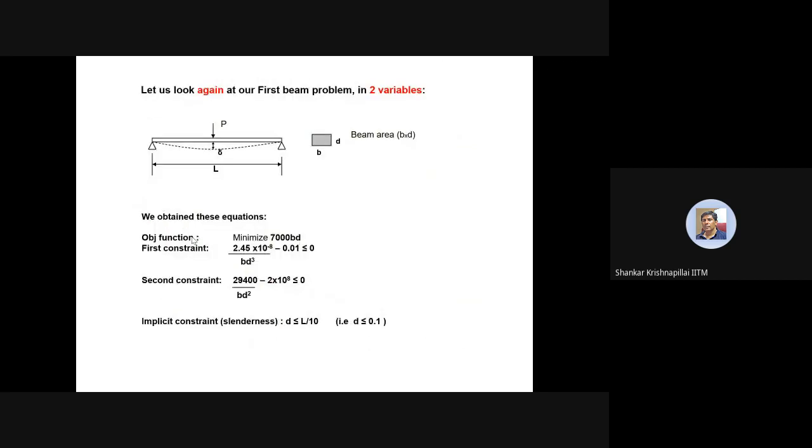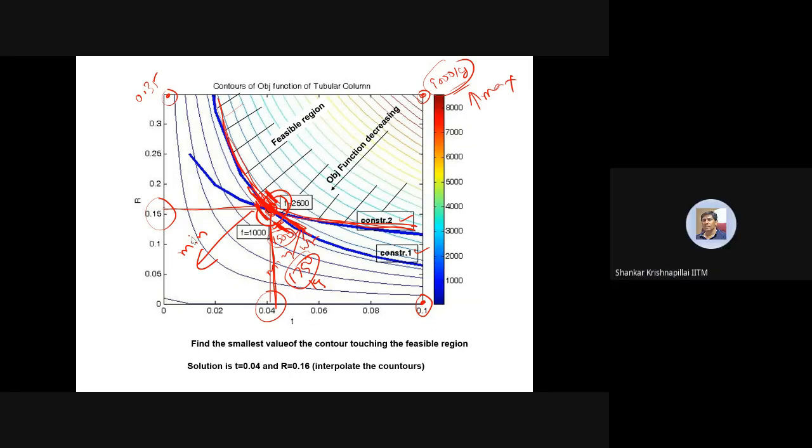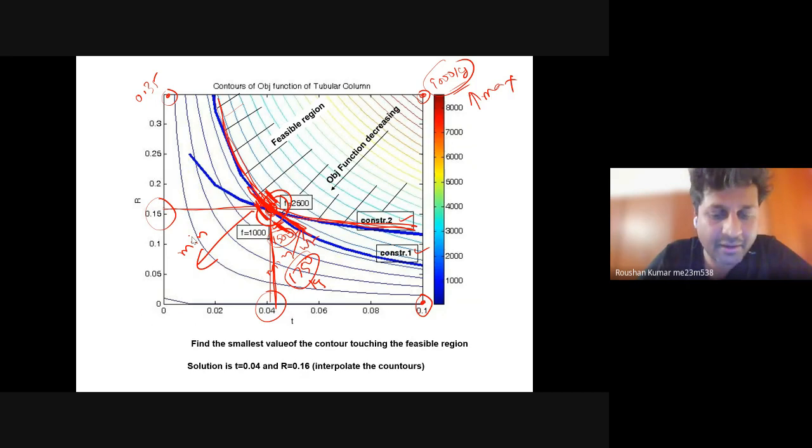Next we look at our first beam problem. Sir, I have a question. For the given objective function and the constraints that we are having, if we find the optimum weight of the beam, then corresponding to that weight, what will be the factor of safety? That will be the minimum factor of safety, right, sir?